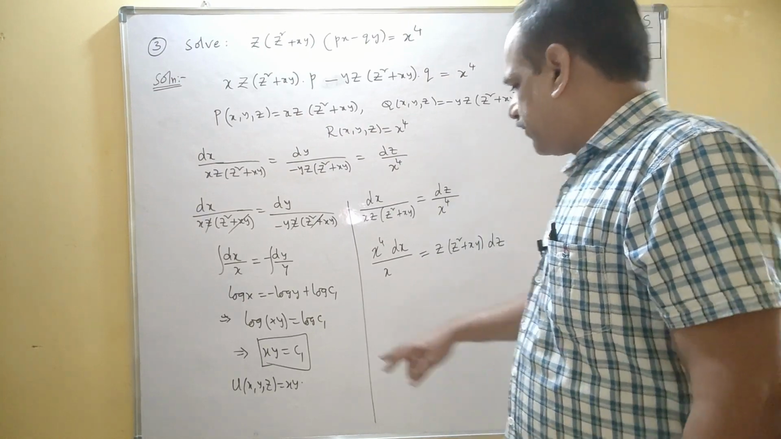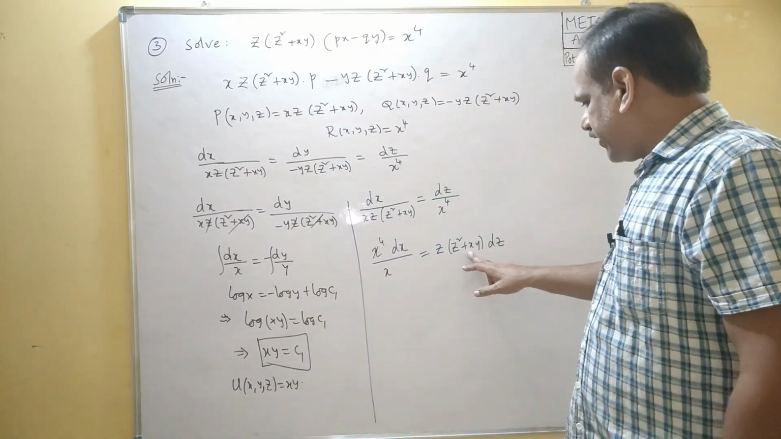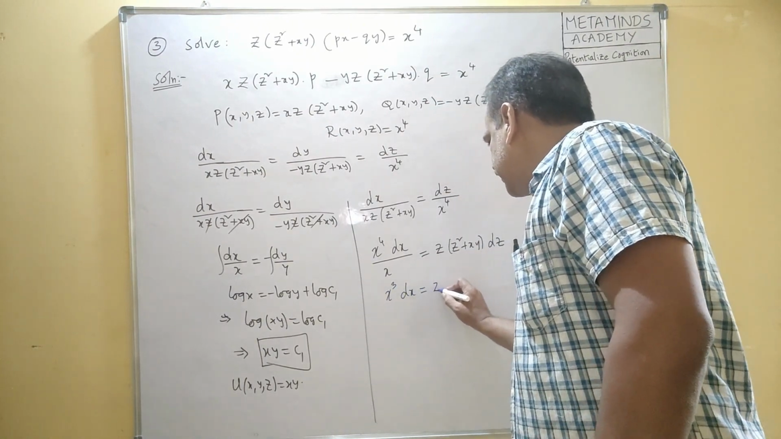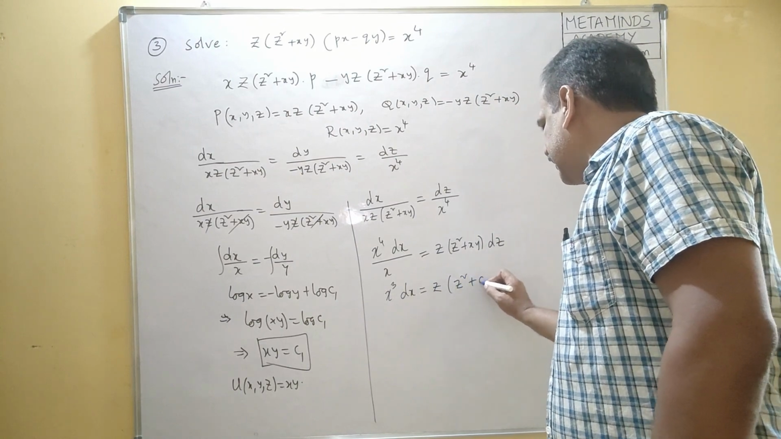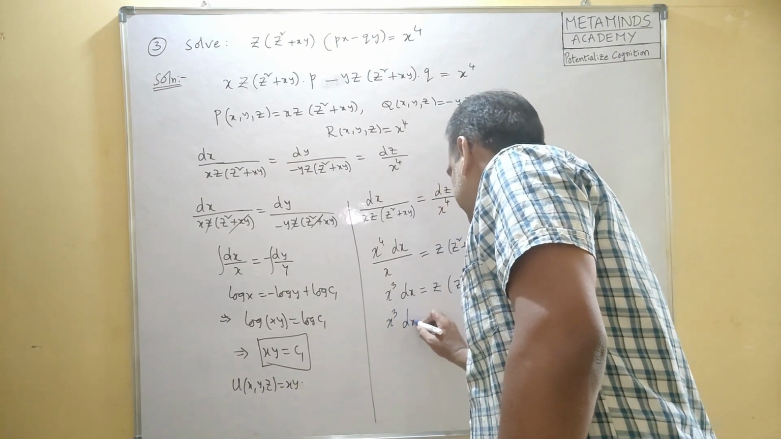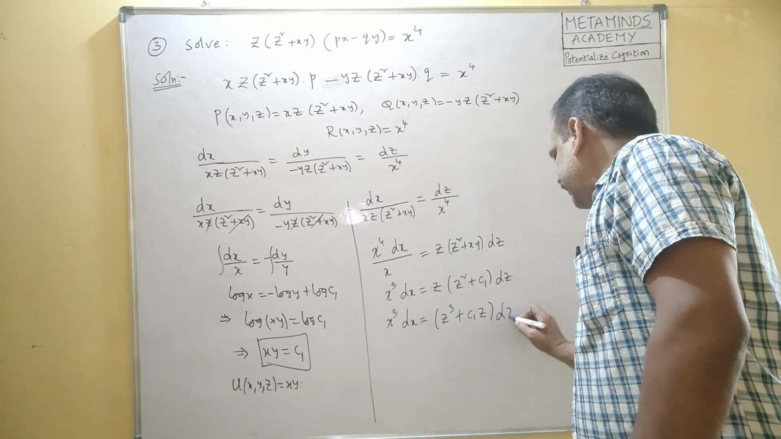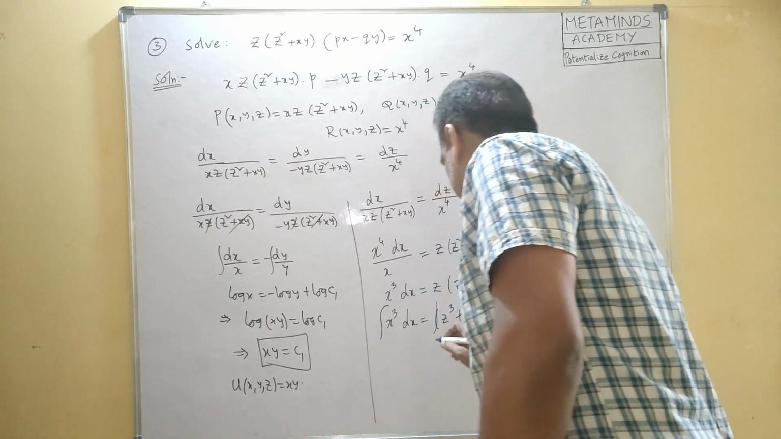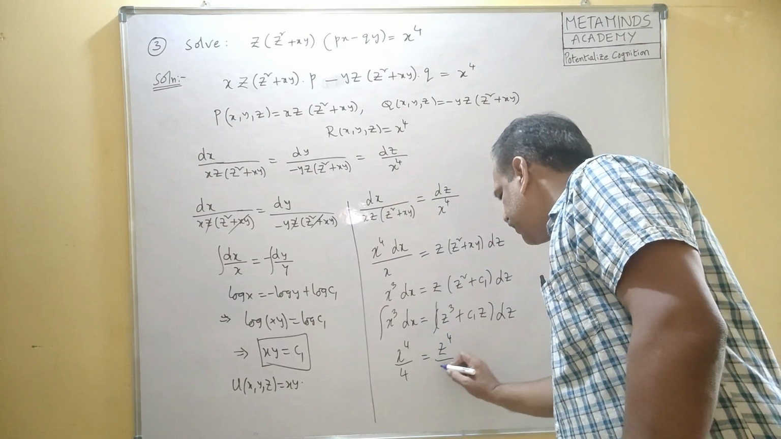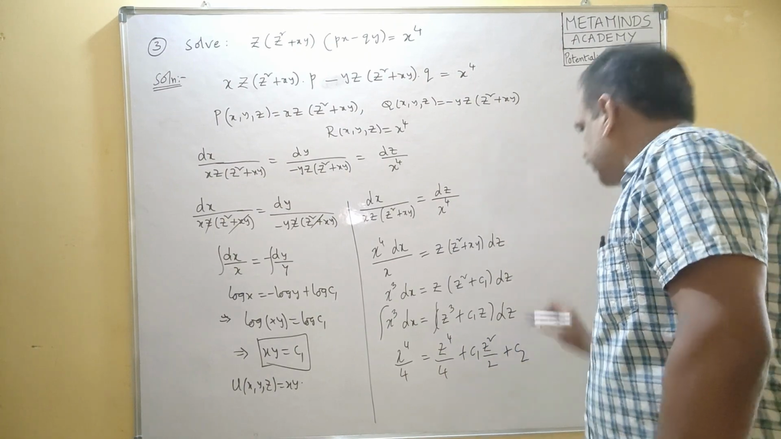As we said in the previous problem, from the first part we have xy equal to c1. So replace xy by c1 here. What do you get? x cube dx equal to z into z square plus c1 dz. So x cube dx is z cube plus c1 z dz. By integrating on both sides, what do you get? x power 4 by 4 equals z power 4 by 4 plus c1 z square by 2 plus c2.